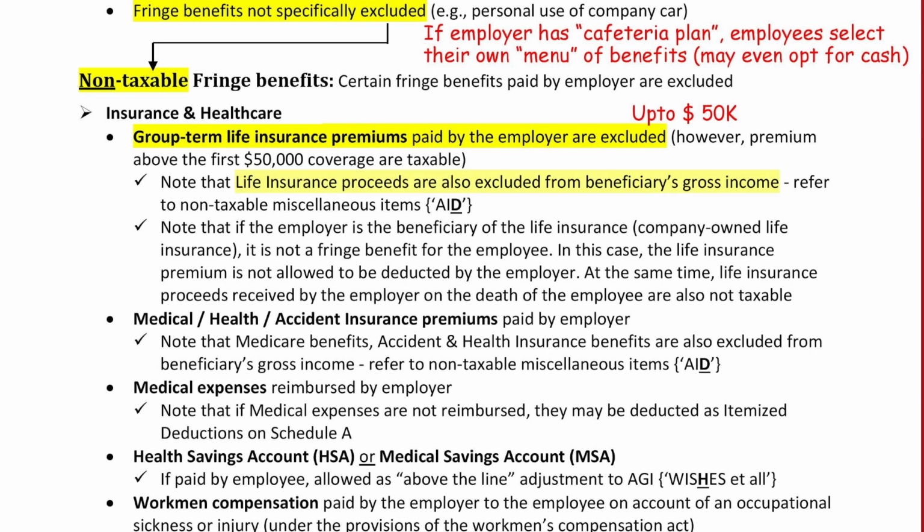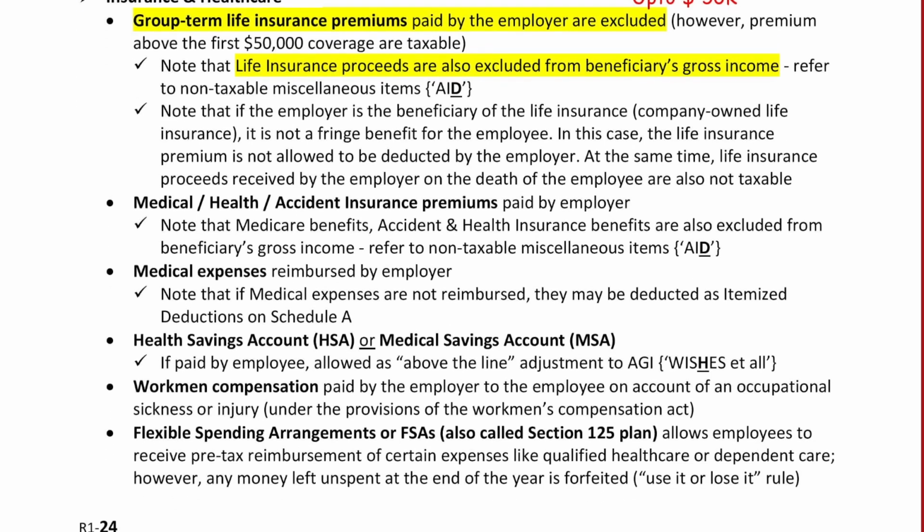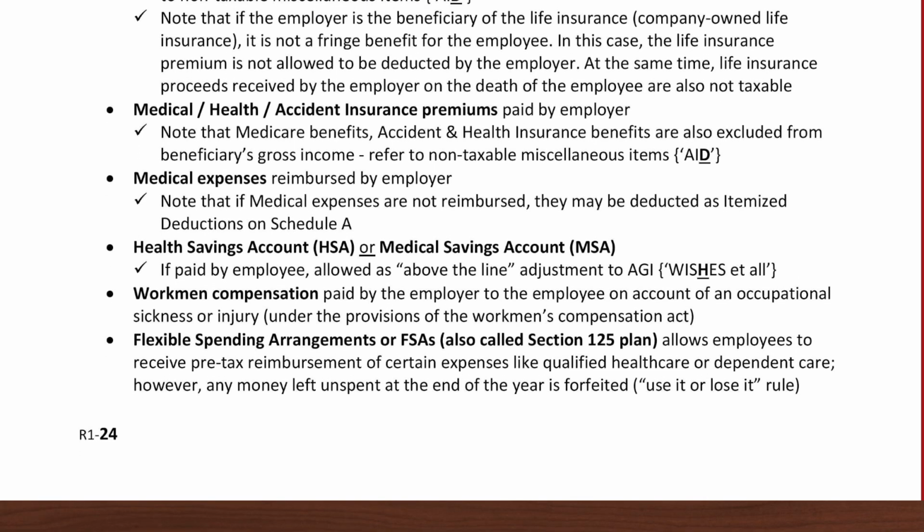Note, highlight life insurance proceeds are also excluded from the beneficiary's gross income. Next, highlight medical, health, accident insurance premiums paid by employer. Another non-taxable fringe benefit. Note, highlight Medicare benefits, accident and healthcare insurance benefits are also excluded from the beneficiary's gross income.